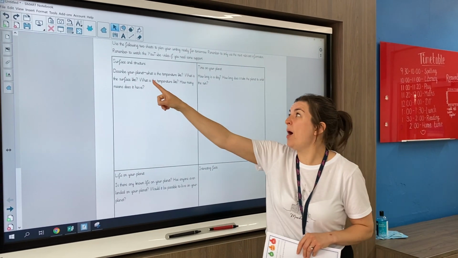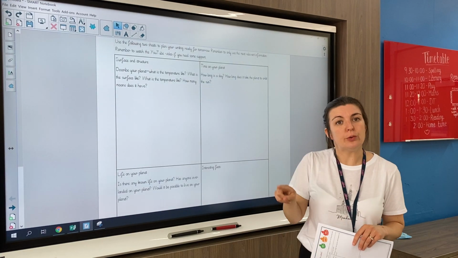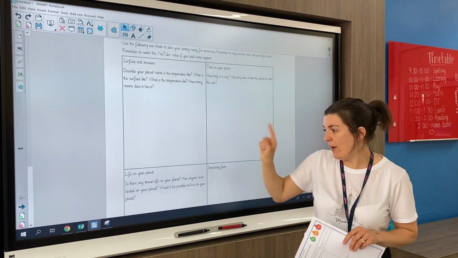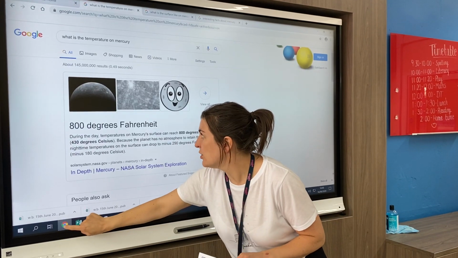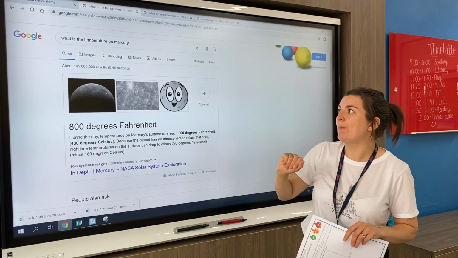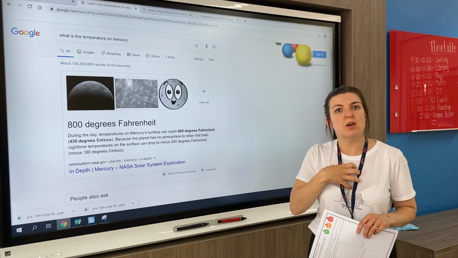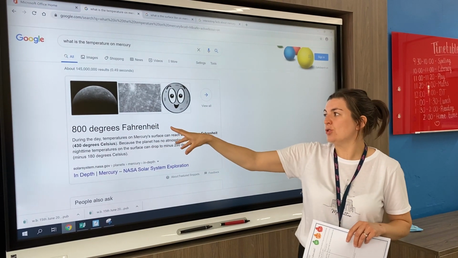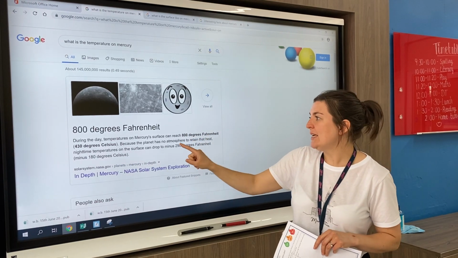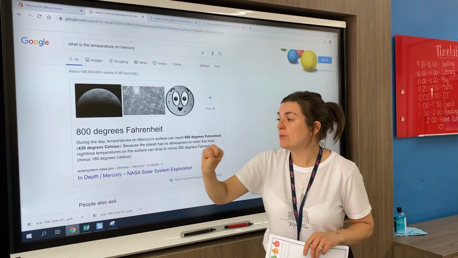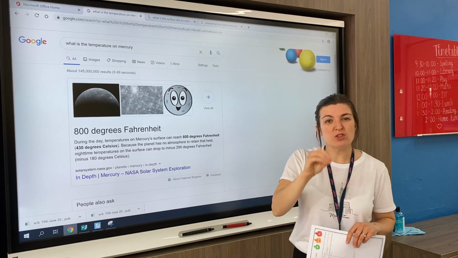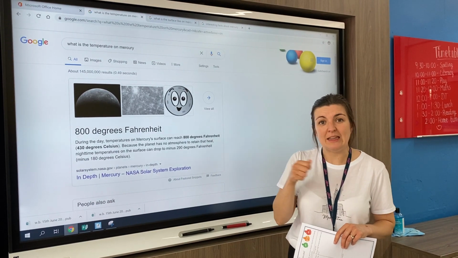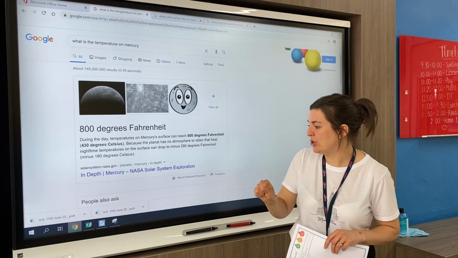So you can just copy this question into Google and then it will give you some ideas of what you can write. So I've done exactly that. So the first question is, what is the temperature on Mercury? So I've chosen Mercury, and it tells me here straight away that it's 800 degrees Fahrenheit. So there's other information here as well. So remember, pick what's relevant. Remember, the question is about temperature. So everything underneath there should be about the temperature.